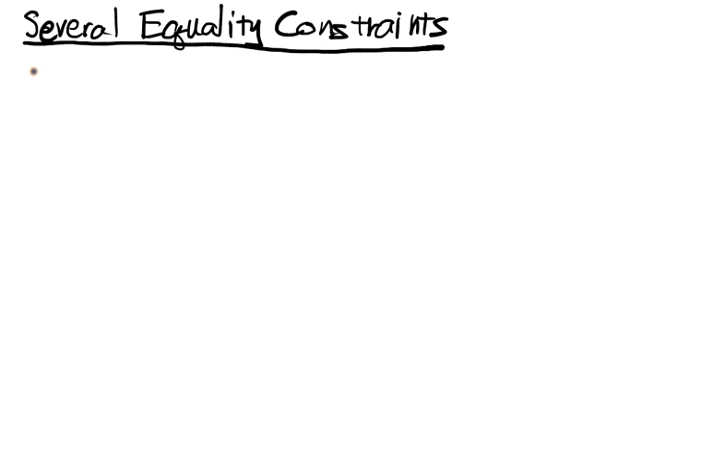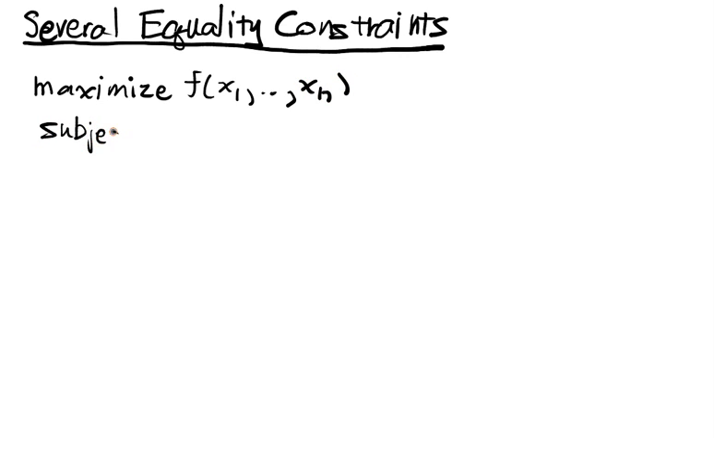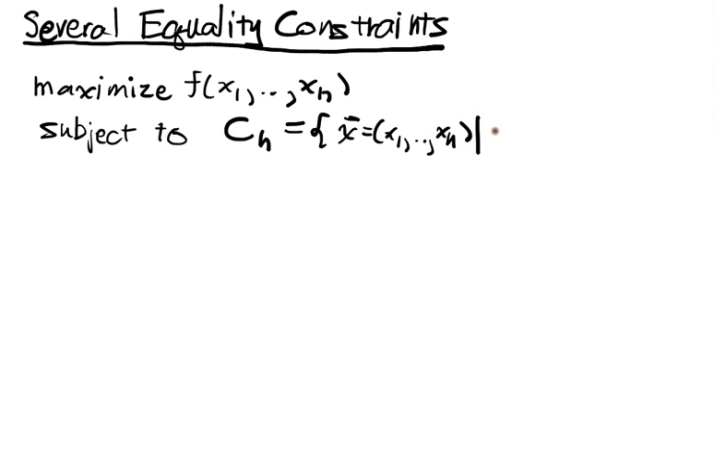So consider the problem: maximize f of x1 up to xn subject to x in Ch, we'll say this is the constraint space, where x equals x1 up to xn, such that h1 of x is equal to c1 all the way up to hm of x is equal to cm.